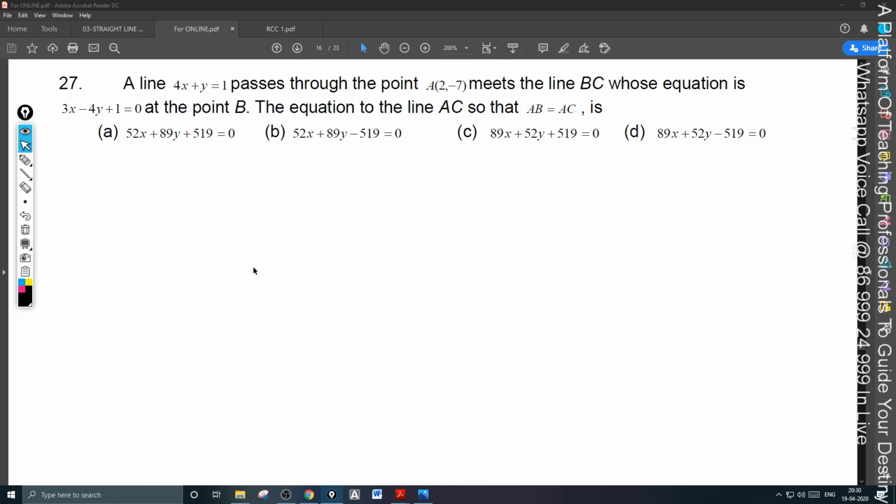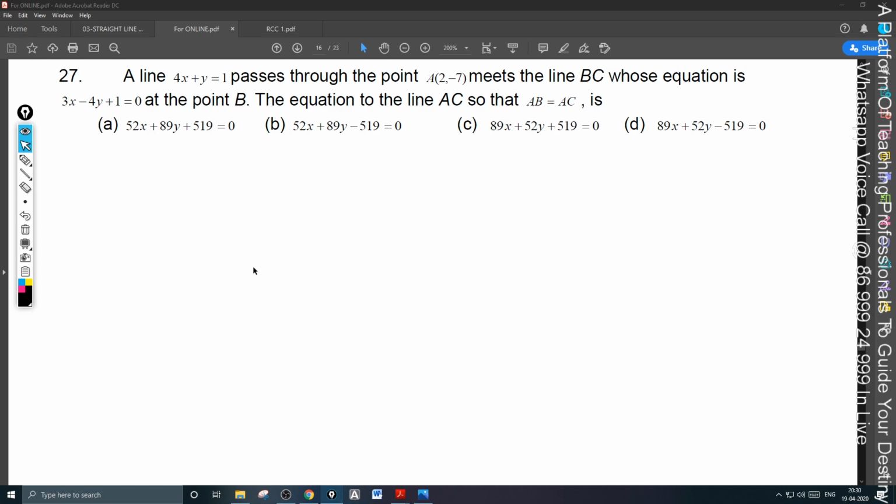27. A line 4x plus y is equal to 1 passes through the point A 2 minus 7, and meets the line BC, whose equation is 3x minus 4y plus 1 equal to 0, at the point B. Find the equation of the line AC so that AB is equal to AC.